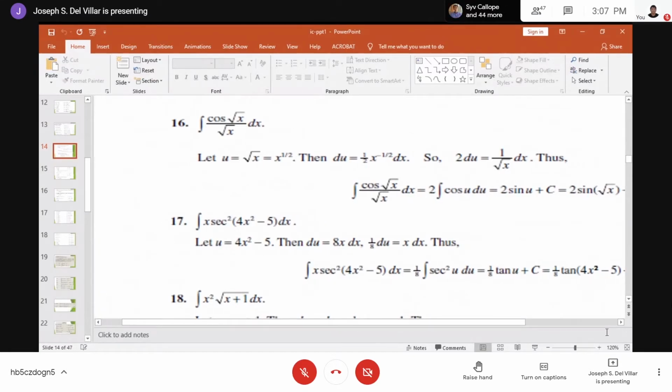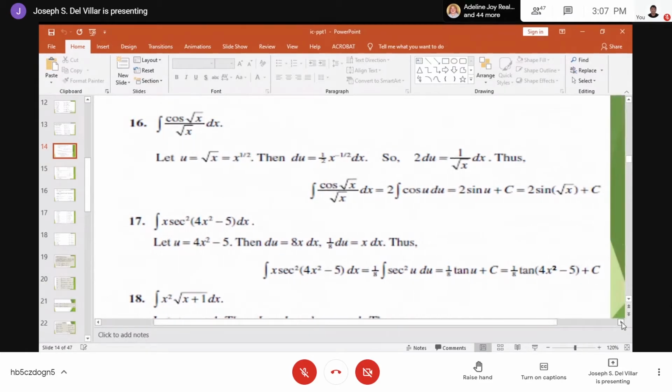So we have this one. Okay. So the integral of cosine is sine. So therefore, 2 times sine u plus c. But we have to substitute in place of u, kasi hiniram lang natin sa u. So we need square root of x, or pwede rin x to the 1/2 dito, no? So this is now equal to 2 sine square root of x plus c. Or 2 sine x to the 1/2 plus c.